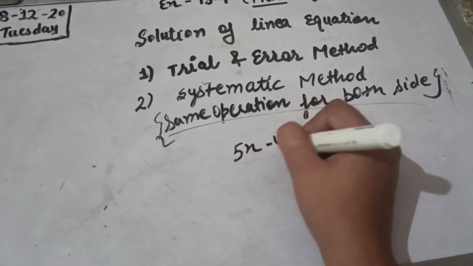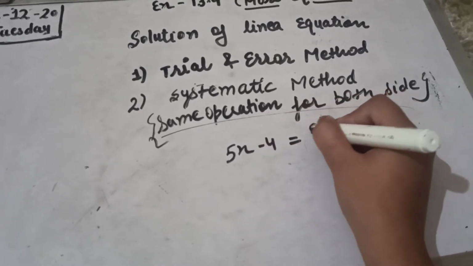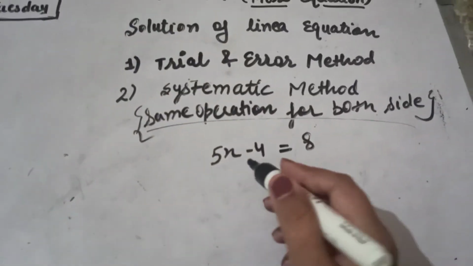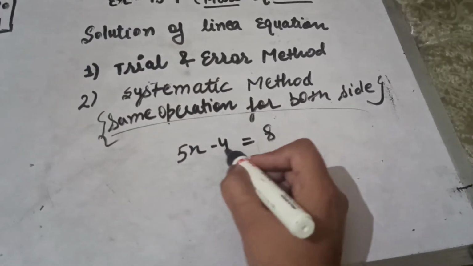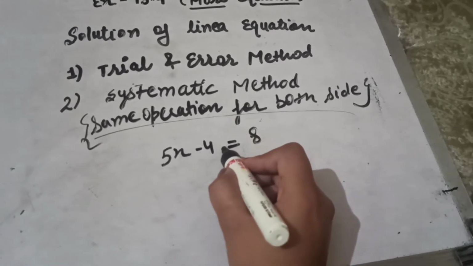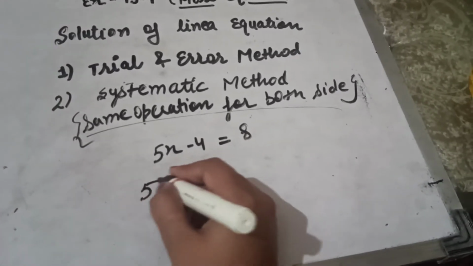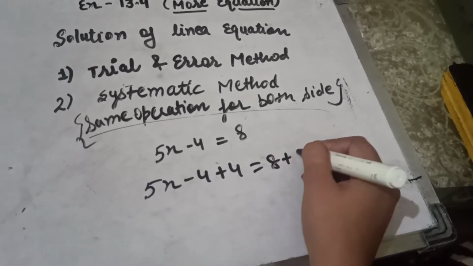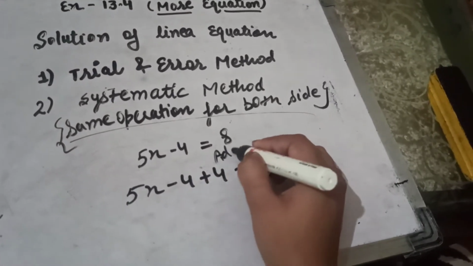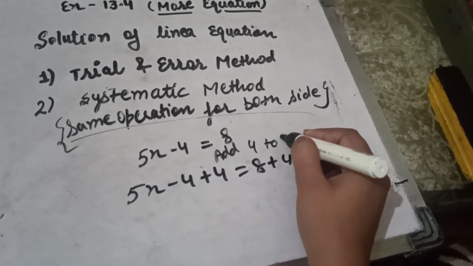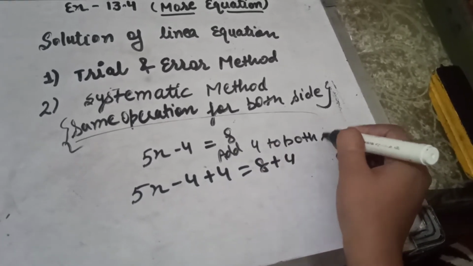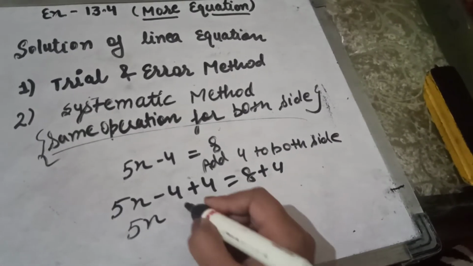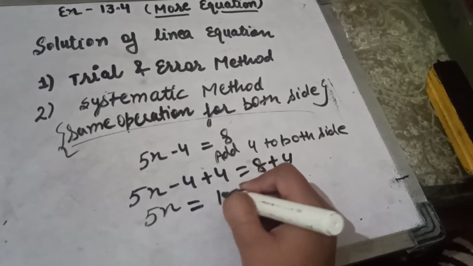Like 5x minus 4 equals 8. Here I have to deduct this 4. So what I will do, add. Here there is a subtraction sign, it means the next term will come with a plus. Plus 4, equals 8 plus 4. You will write here, add 4 to both sides. (5x minus 4 plus 4) is 0, equals 8 plus 4, which is 12.